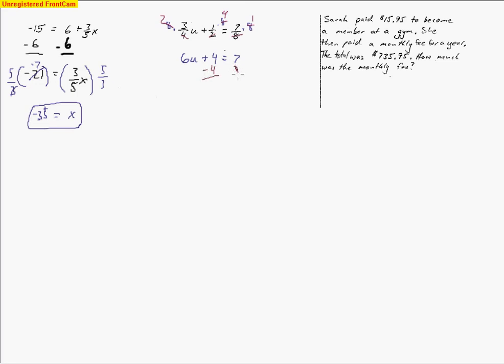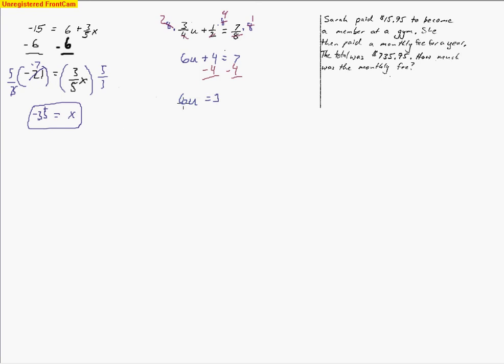So we're just ready to solve by doing opposite operations again. So I'm subtracting that 4 from all sides. Let me fix that 4. So I'm subtracting 4 from the 7. And when I do that, I'm left with 6u equals 3. So we have one step.